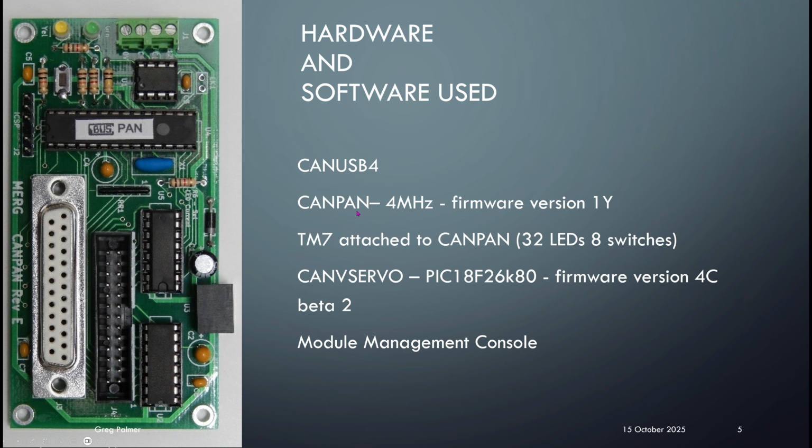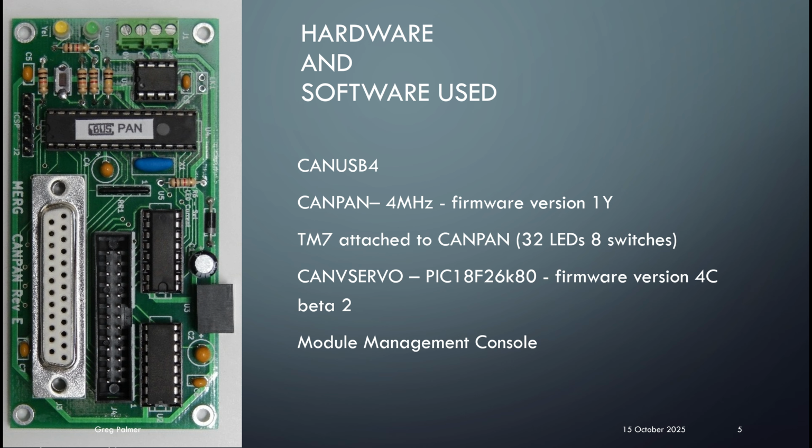The other stuff we're going to use: a CANPAN 4 MHz variety, the same sort as in the KitLocker, version 1Y firmware. We've got a TM7 board attached, so it's got 32 LEDs and 8 switches available to us, and we're using CANVServo with the 26K80 processor. I have some that have got the Q83s, but we're going to use the 26K80 to be similar to what everybody else is using here, even though you wouldn't be able to tell the difference other than in the parameters information on the board. Okay, and we'll use MMC.